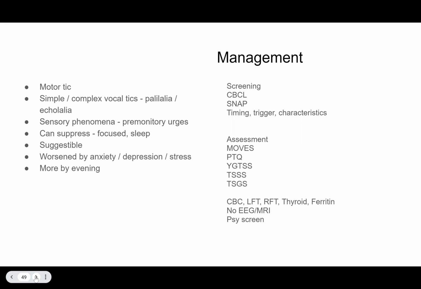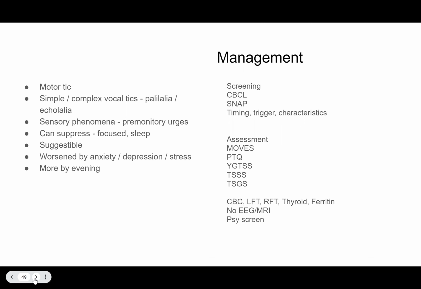Investigation wise, a CBC, LFT, RFT, a thyroid profile and ferritin are done. And EEG, MRI are not indicated. So for this child, an MRI is planned, but if the child is not having any other issues and is fitting into these motor and vocal tics, then an EEG or an MRI is not needed, but a psych evaluation is necessary because there might be behavioral problems or stress, anxiety, depression comorbidities along with this.